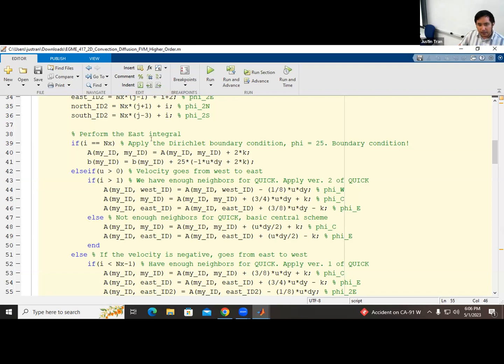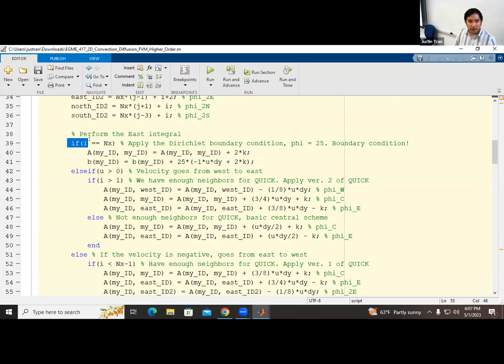is that all of the if statements that we just talked about are built on top of all of the other if statements that come with finite volumes as well. So I'll do my best to show you which if statements were there from before, from finite volumes, versus the if statements that are new based on the QUICK scheme. All right, so let's walk through the logic here for this east integral.